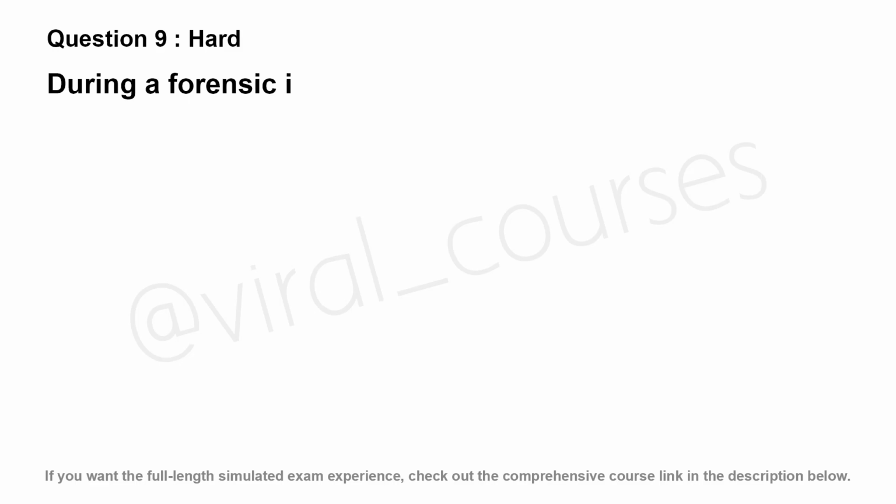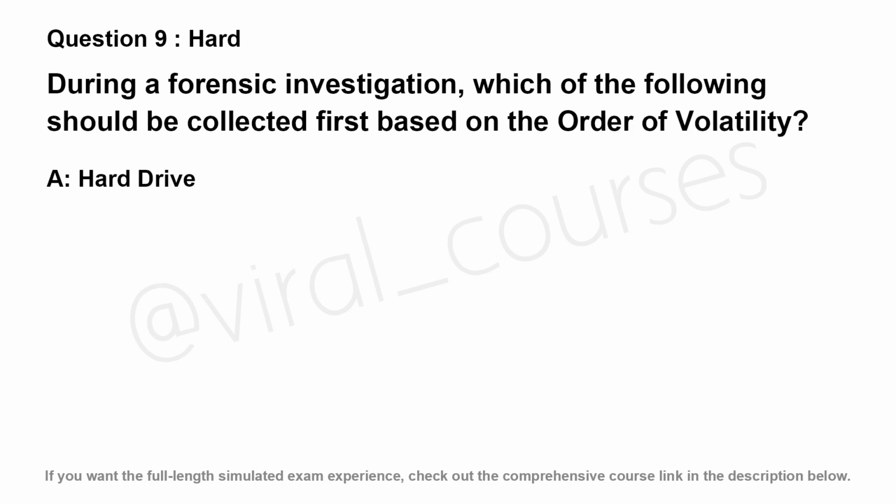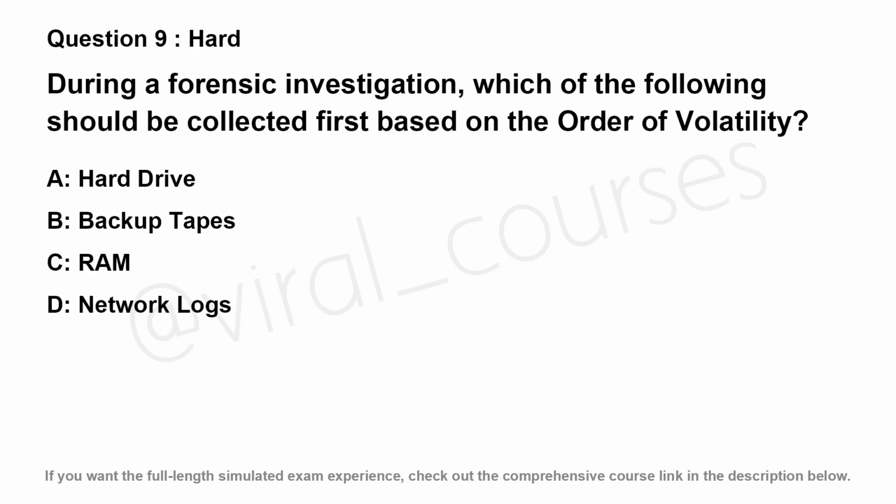During a forensic investigation, which of the following should be collected first based on the order of volatility? Option A, hard drive. Option B, backup tapes. Option C, RAM. Option D, network logs.